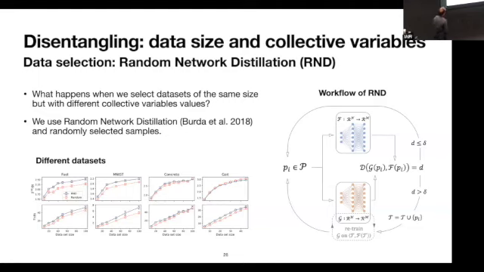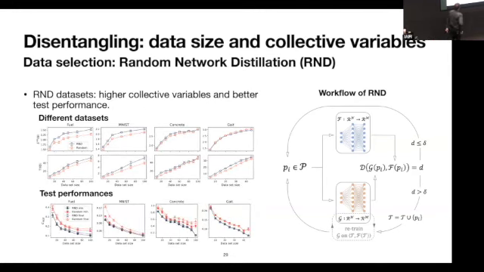But basically, the result of this data selection procedure is that for a given data set size, you end up with different collective variables, trace and entropy in this case. And you can run the same experiments and ask, okay, what is the performance? And the performance is better when you use the data set with larger collective variables. So you do see that they have an impact on your actual test performance.